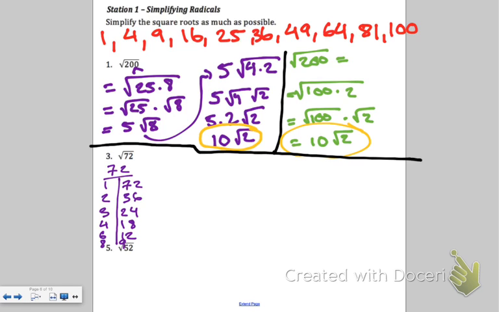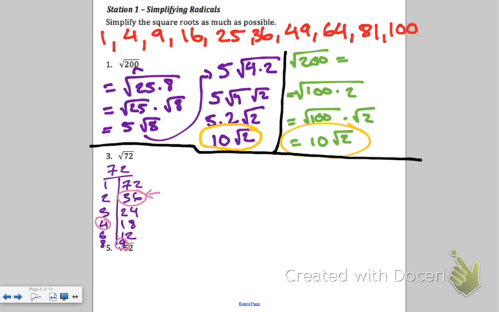Okay, so 72 has quite a few factors, and there are a few that are perfect squares. So let's go through our list. We have 4, which is a perfect square number, 36 is a perfect square number, and 9 is a perfect square number. All right, so if you start by simplifying using the largest perfect square factor, which is 36, that'll save you steps.